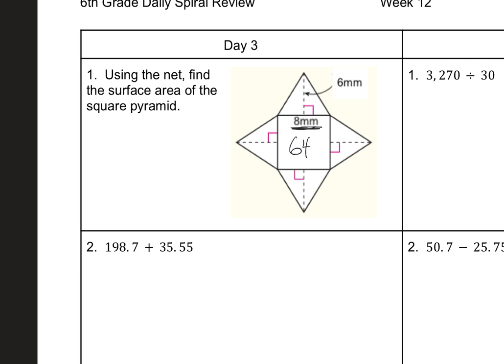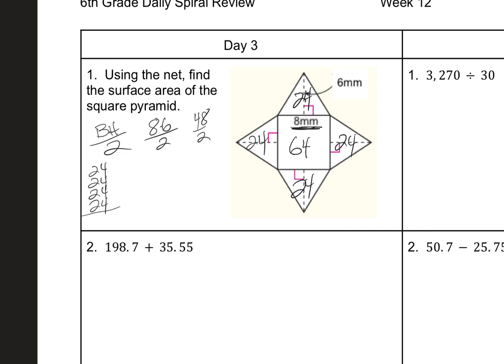The height is 6, and if you remember, to find area of a triangle, we multiply base times height, then divide by 2. So on these triangles, I'm going to be multiplying 8 times 6 and dividing by 2, or I'll get 48 divided by 2, which is 24. So the area of each of the triangles is 24. So I must add 24 plus 24 plus 24 plus 24, and then add 64 to it. But I know that's going to be 84.